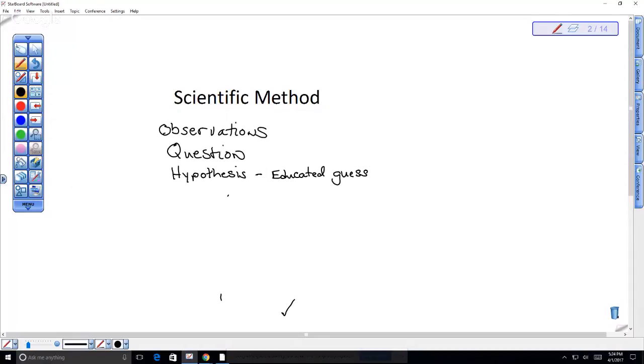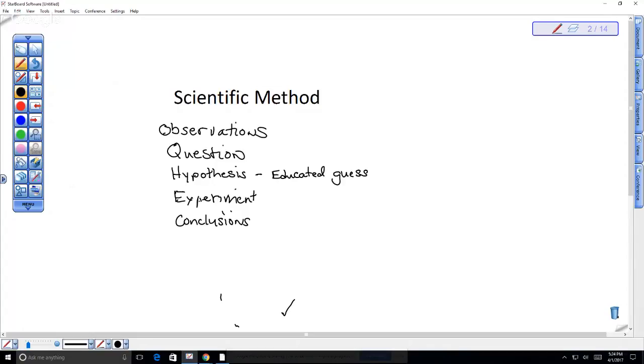So then we have the hypothesis, and then we have an experiment that is used to answer. The experiment must be designed, which we'll talk about in a minute. So the experiment is designed to answer the question. And then we have conclusions. Your conclusions tell me whether or not your experiment supported your educated guess as to what the answer to the question was.